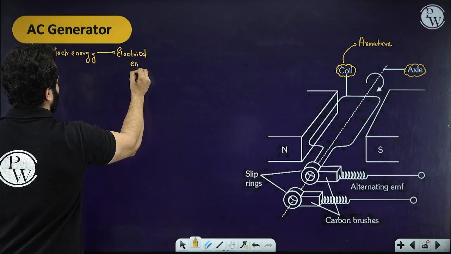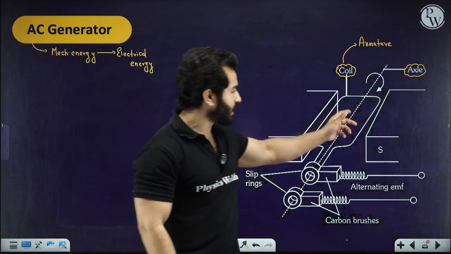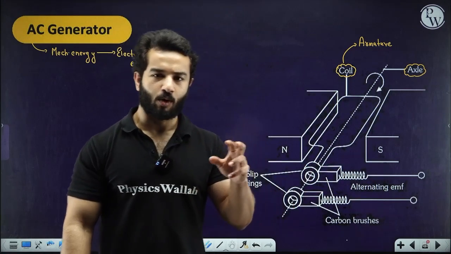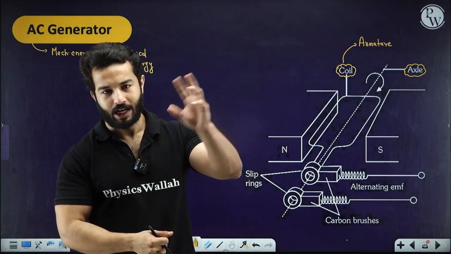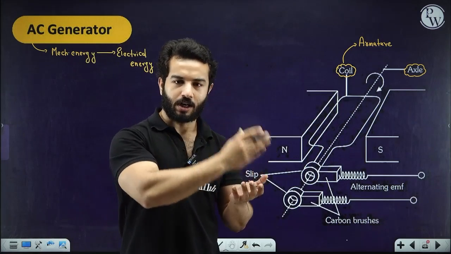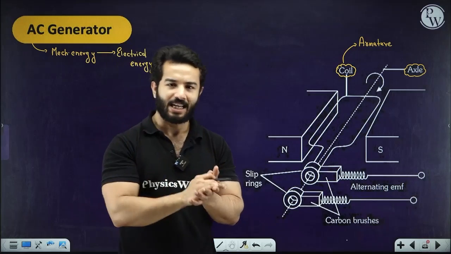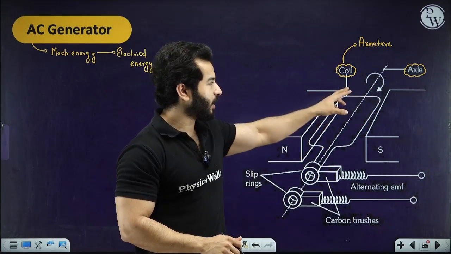So through that axle, we are going to rotate this armature. From where that mechanical energy will be drawn is a separate issue. You can actually use a hydro power plant, a coal power plant, a nuclear fission power plant, anything. That's the mechanical energy we are going to use, right?